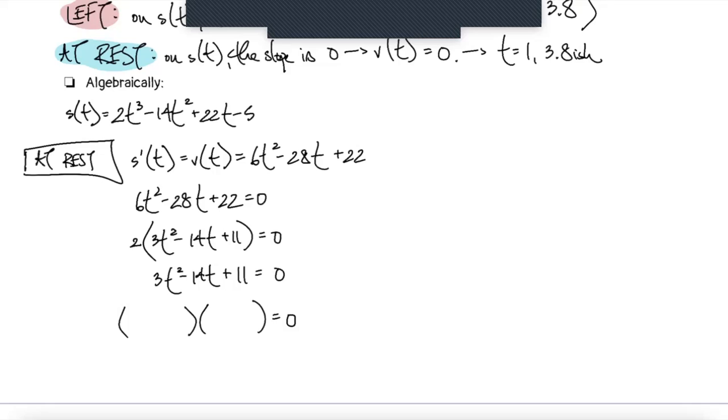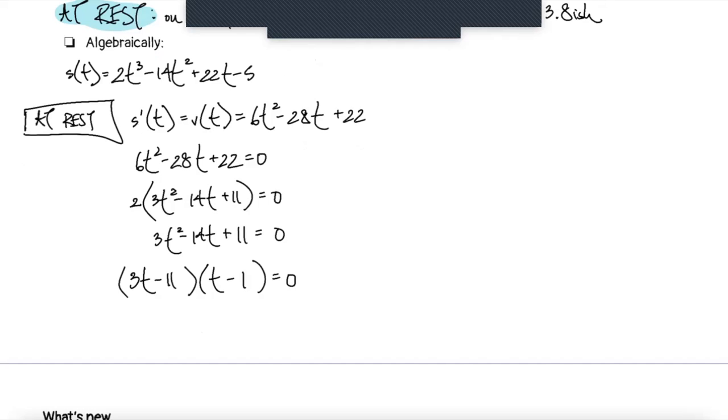3t minus 11 times t minus 1. I buy that. So 3t minus 11, t minus 1. All right, well, that will give me t equals 11/3 and t equals 1.